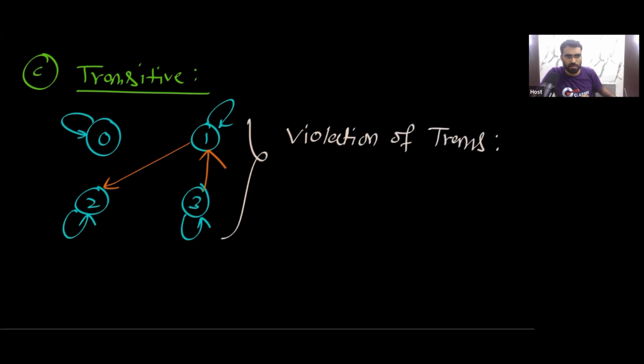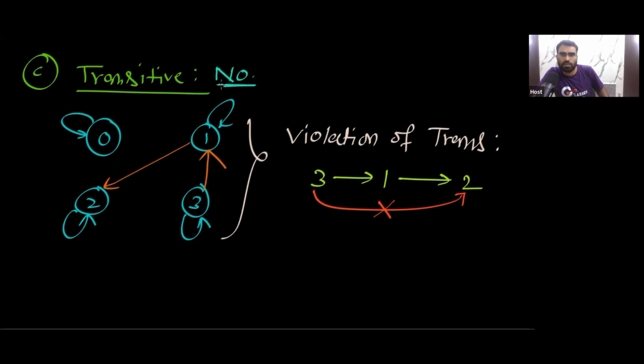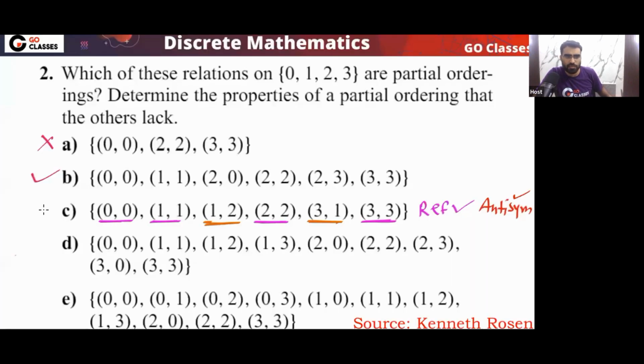What is that? The violation is like this. You can easily see 3 is related to 1, 1 is related to 2, but 3 is not related to 2. So that is the violation. So definitely I can say that this option C is not transitive.